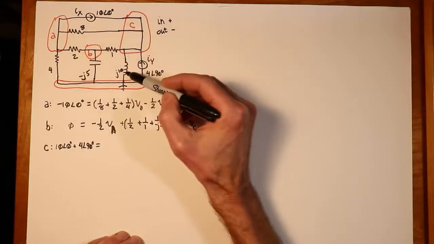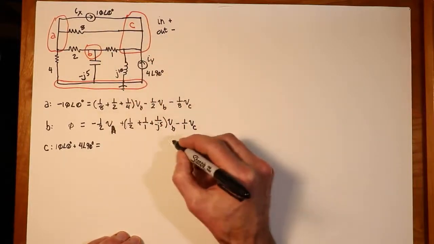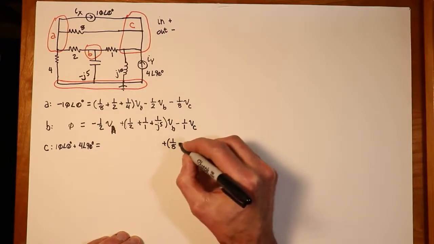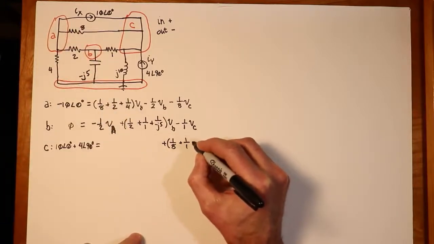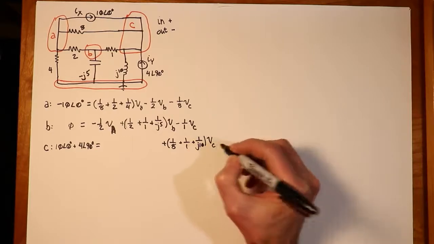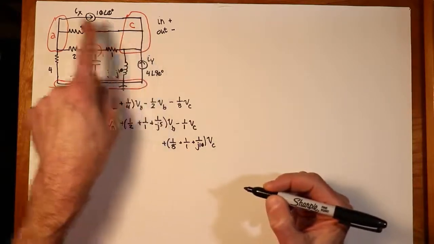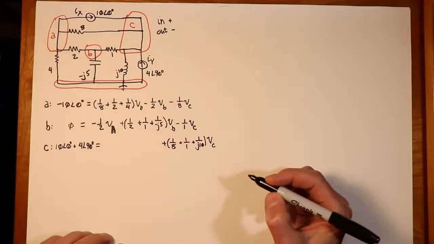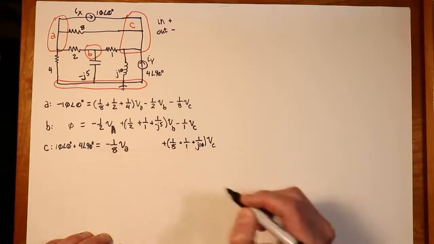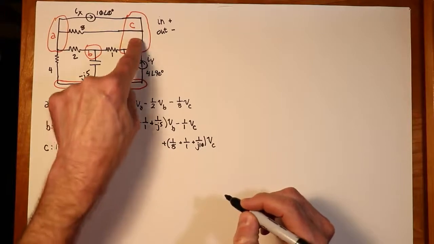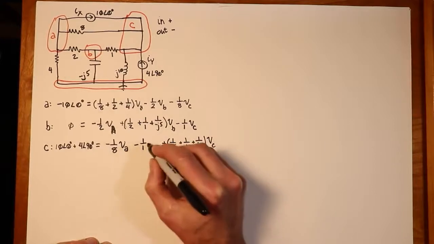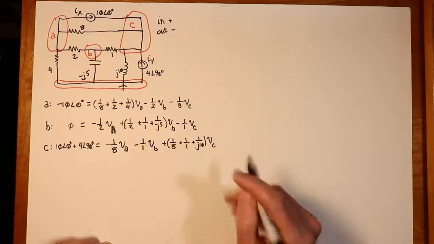Now, what RLC items do we have connected to node C? Well, there's the 8, there's the 1, and there's the j10. So I'll just put those all together, right? There's the 1 over 8, 1 over 1, and the 1 over j10 times VC. Now, is there anything common between node C and node A? Well, there's our 8 ohmer again, right? So it's going to show up negative VA. And then we have the question, is there anything common between C and B? Yes, there's the 1 ohm, so that's again negative for VB. And that's our set of equations.